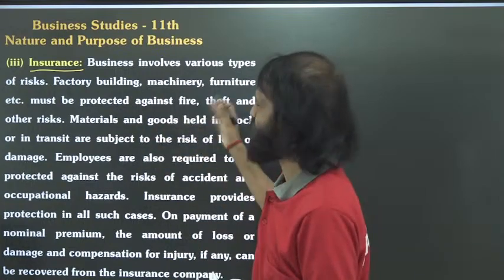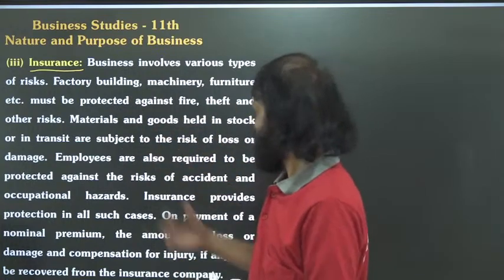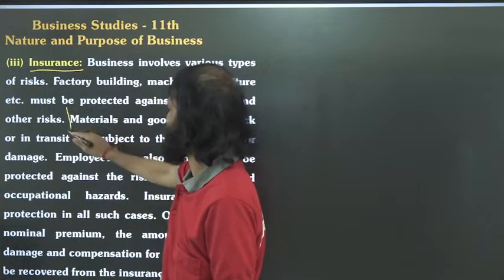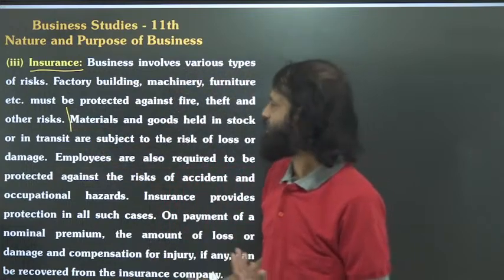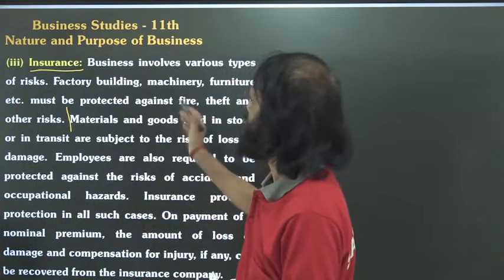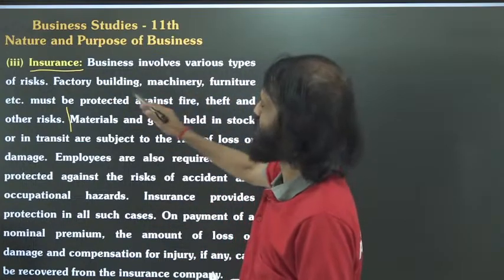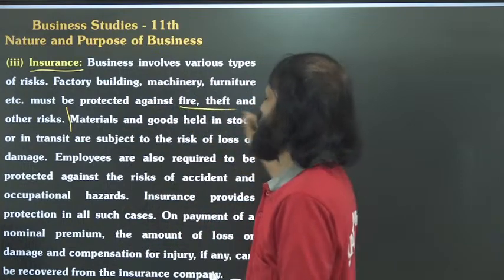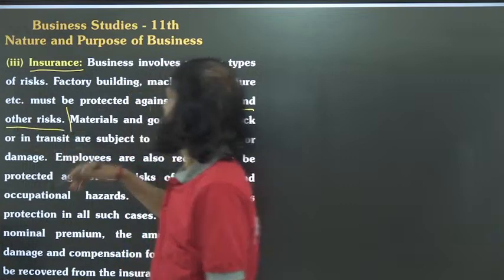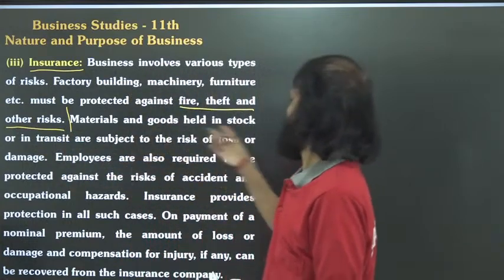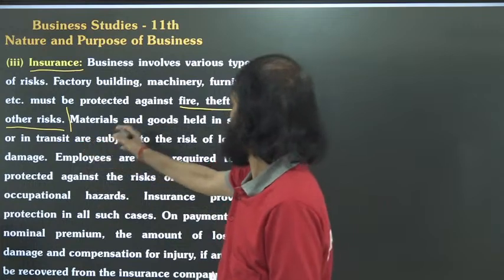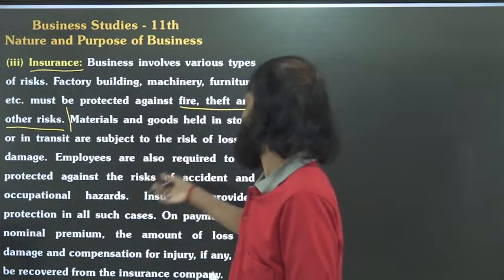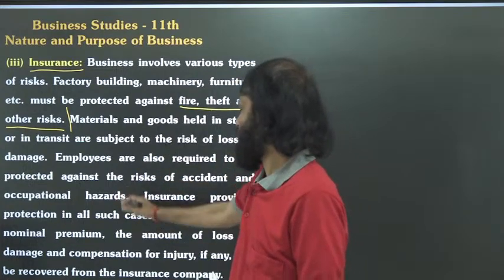Factory, building, machinery, furniture, etc. must be protected against fire, theft and other risk. Every business house has a factory, building, machinery, furniture, etc. All those must be protected against fire, theft and other risk. Materials and goods held in stock or in transit are subject to the risk of loss or damage. Employees are also required to be protected against the risk of accident and occupational hazards.